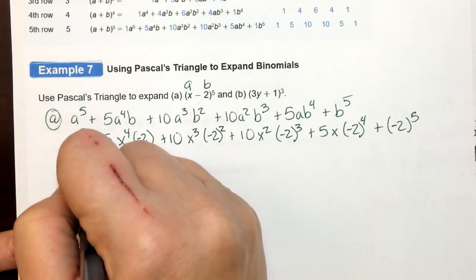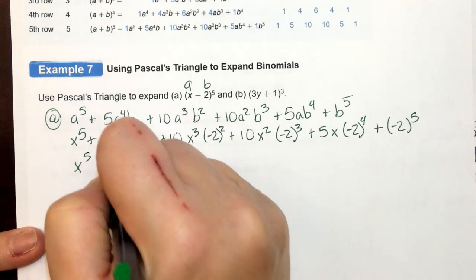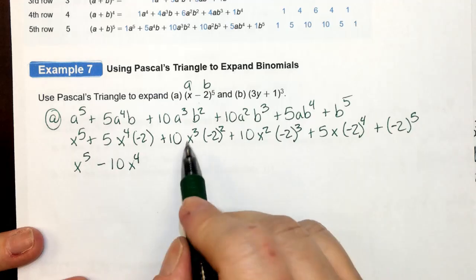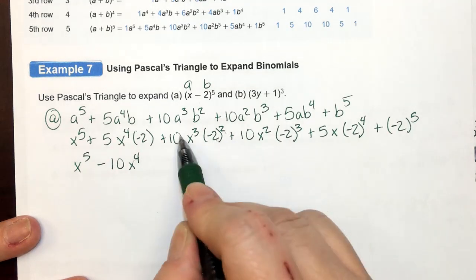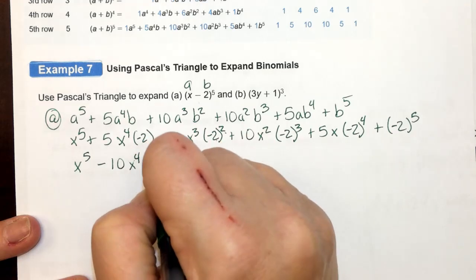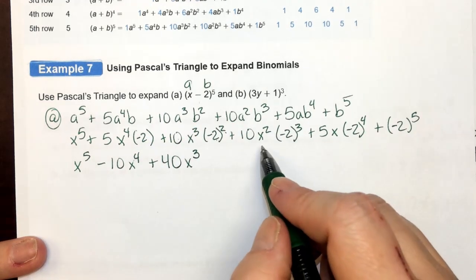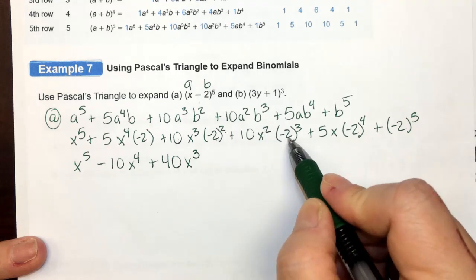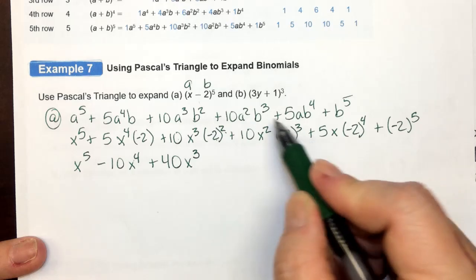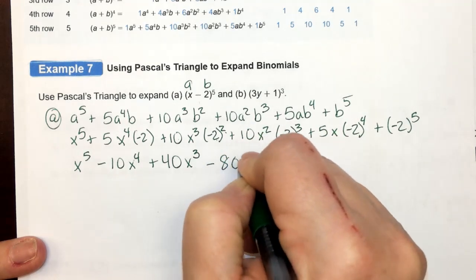Well, my x to the 5th just stays x to the 5th, 5 times negative 2 gives me negative 10, x to the 4th. So this makes it a lot nicer. Negative 2 squared gives me 4, and 4 times 10 is 40. It's just remembering the pattern, and I'm not a great memorizer of patterns. Then negative 2 cubed gives us negative 8. Negative 8 times positive 10 would give me negative 80, x squared.